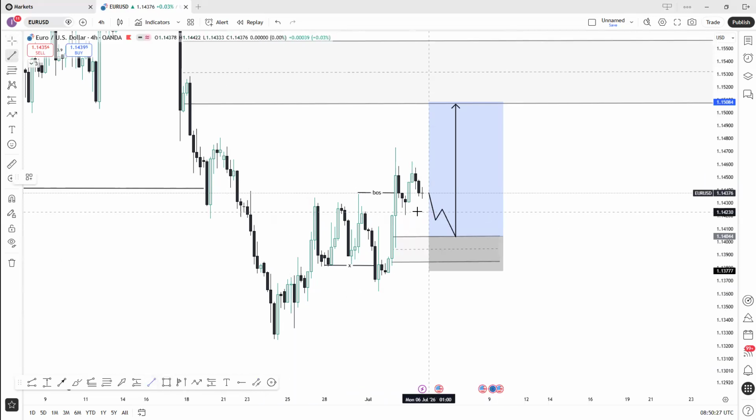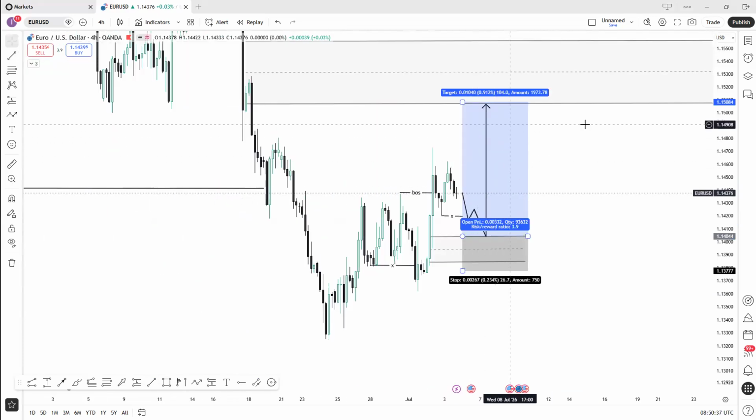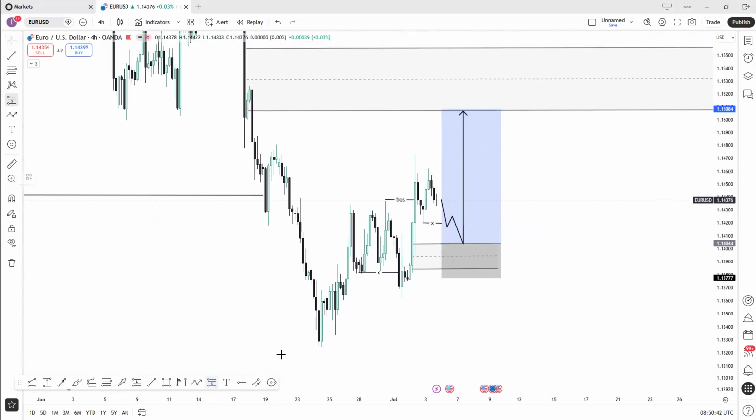Also, we have this inducement. You can see that the first pullback is the inducement. So price may take out that inducement and then later continue with the bullish move. So that is my view on Euro USD.